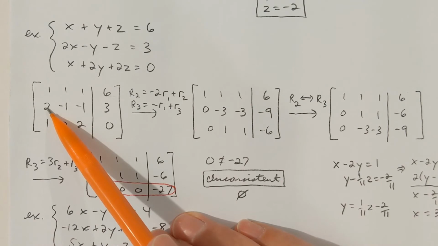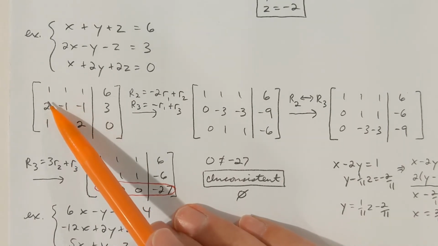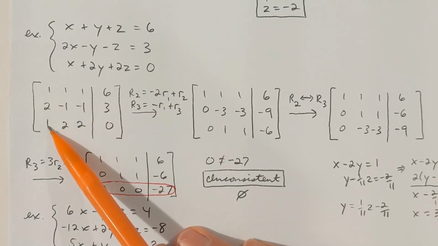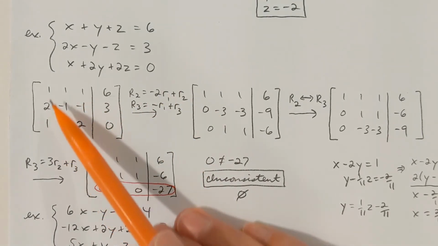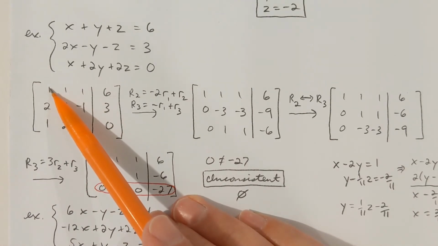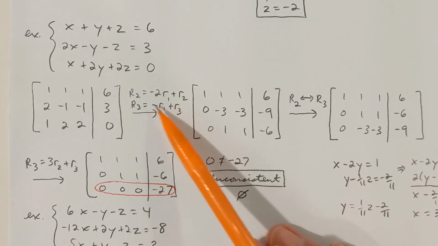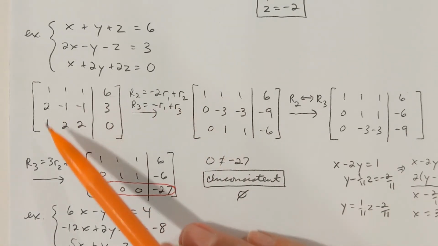In row 2, to have this 2 turn into a 0, you're going to take negative 2 times row 1 plus row 2. And then in row 3, to have this 1 turn into a 0, you're going to take negative 1 times row 1 plus row 3. Okay, and again, I'm doing like a 2-step and 1 type deal here to get the column 1 set.